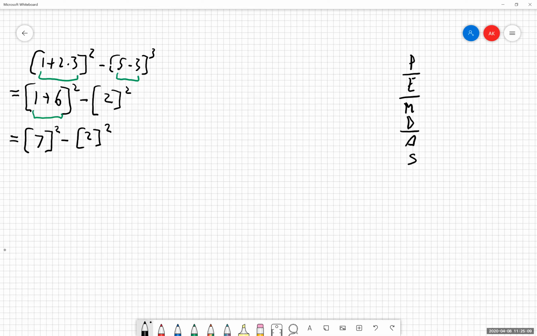So looking overall with PEMDAS, I still have a couple sets of parentheses here. They're listed as brackets, but I cannot do anything inside them to simplify it down any further. So my parentheses are done. And now I can move on to the exponents. So I have 7 squared. It's going to give me 49. Minus, I have 2 squared. It's going to give me 4.